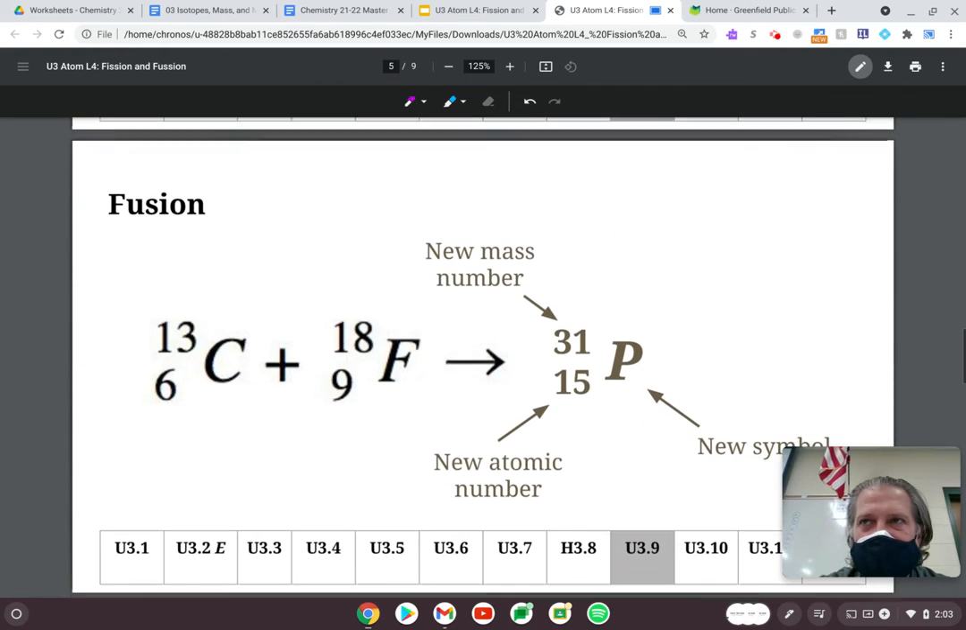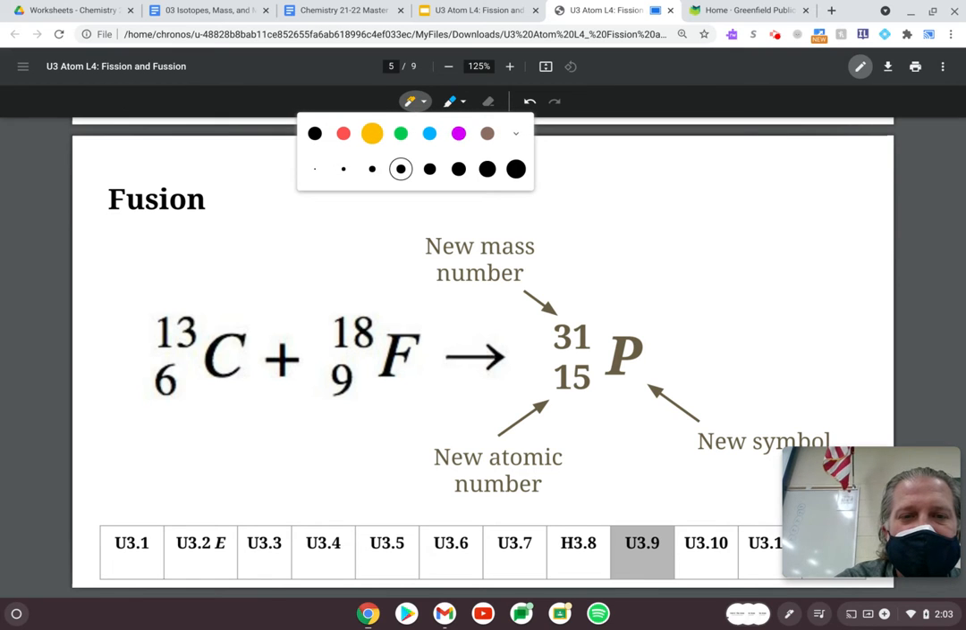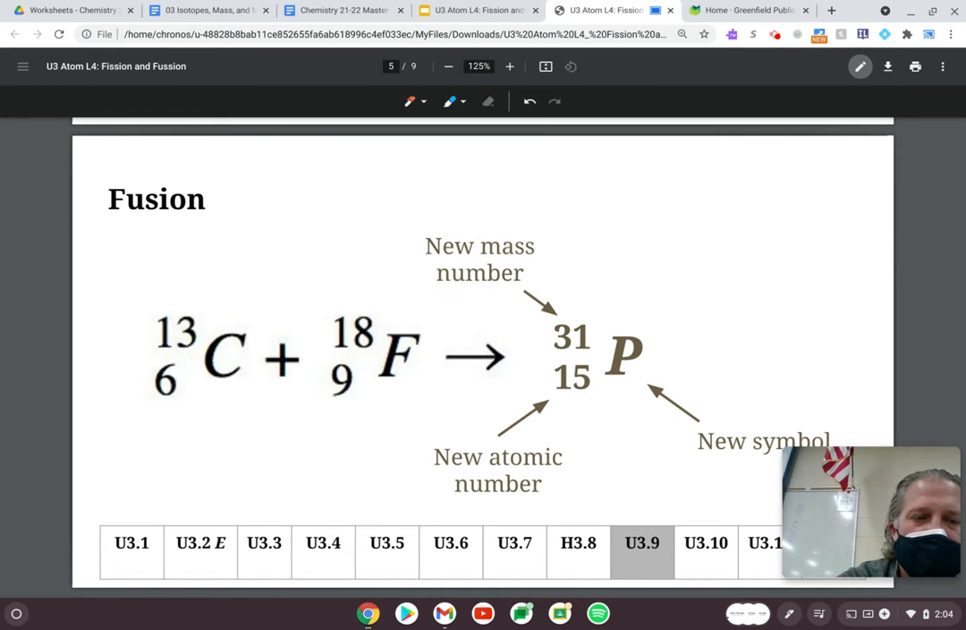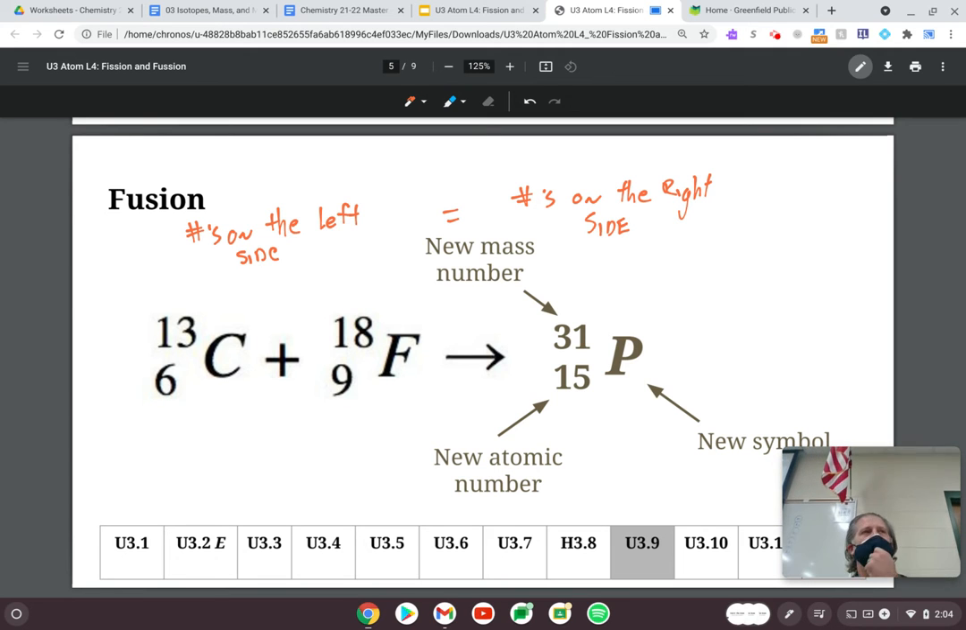The way that these things are represented is in fusion equations. Okay, and so something to remember is that the numbers on the left side of the equation have to equal the numbers on the right side of the equation.